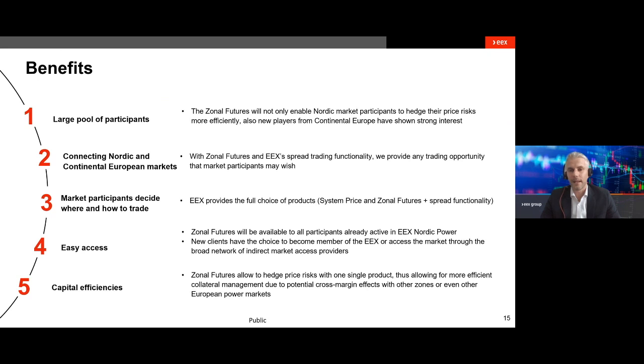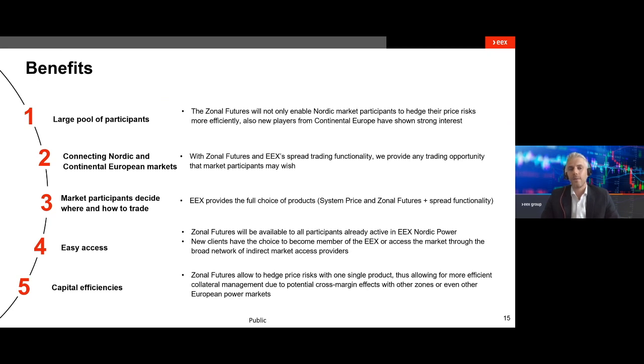And then finally, we firmly believe that the zonal futures will provide for better capital efficiencies. The zonal futures really allow to hedge price risks with just one product. And that allows for a more efficient collateral management, as it will also provide for cross-margin effects when trading different zones or offsets between Nordic zones and the continental Europe zones.